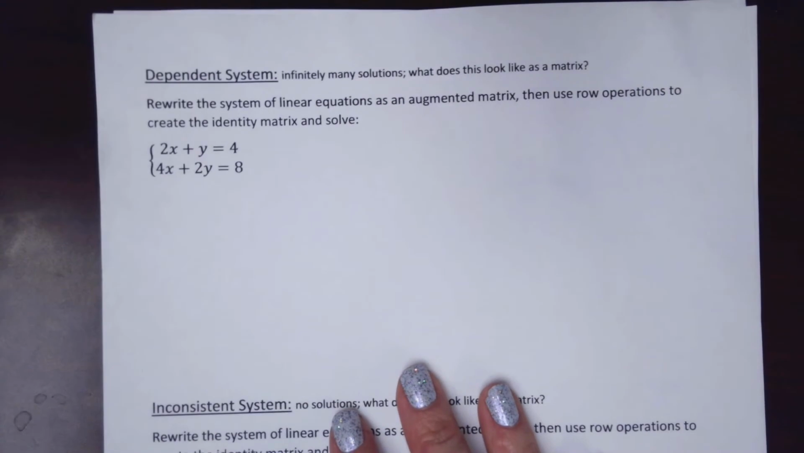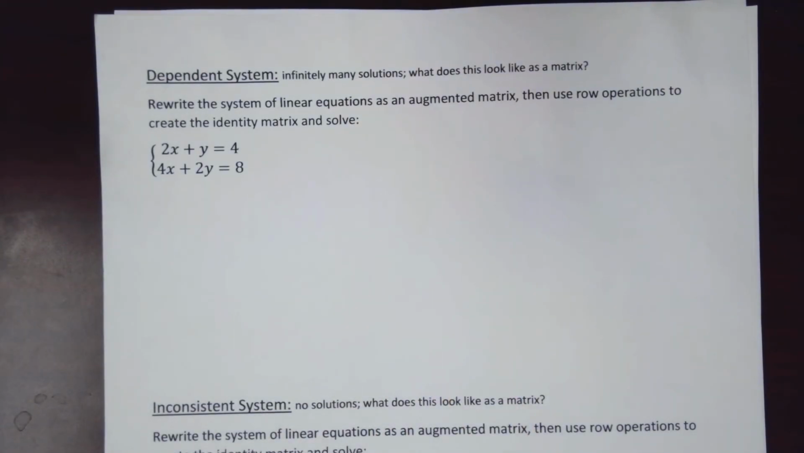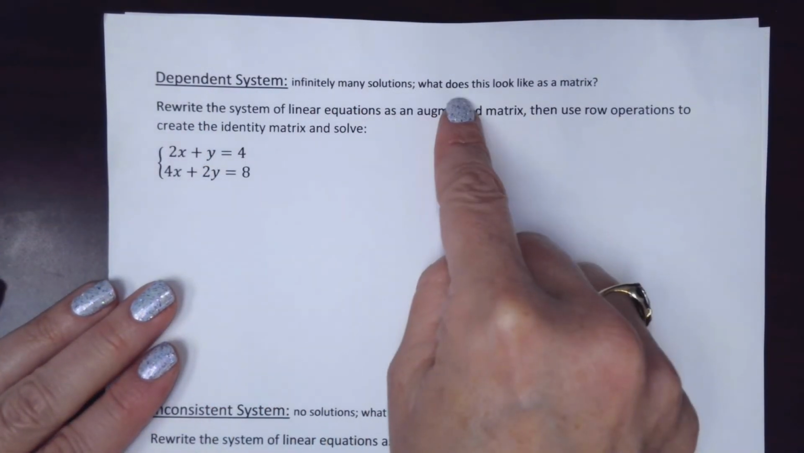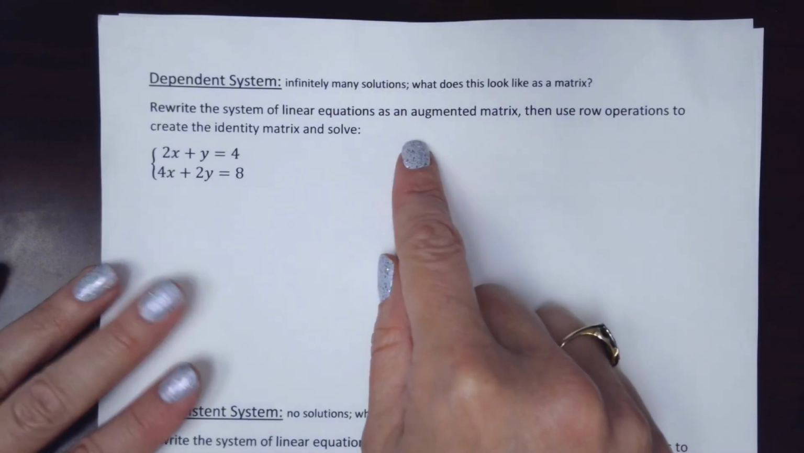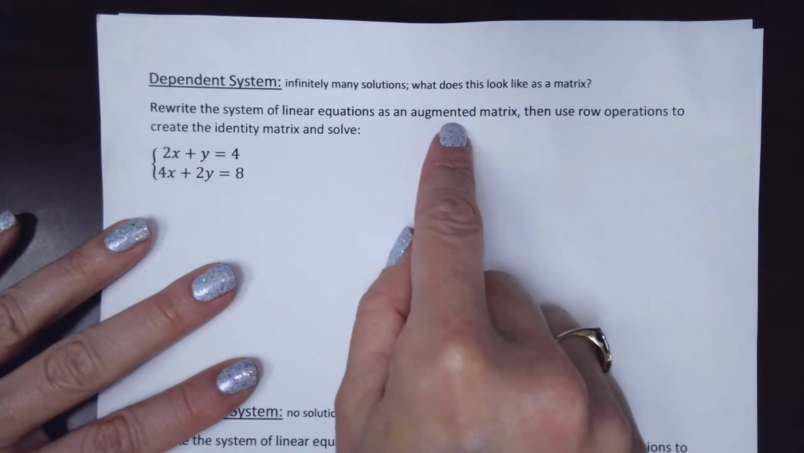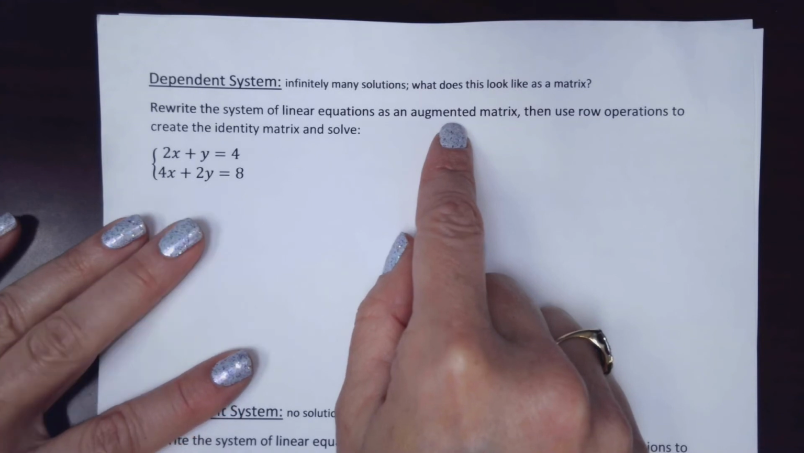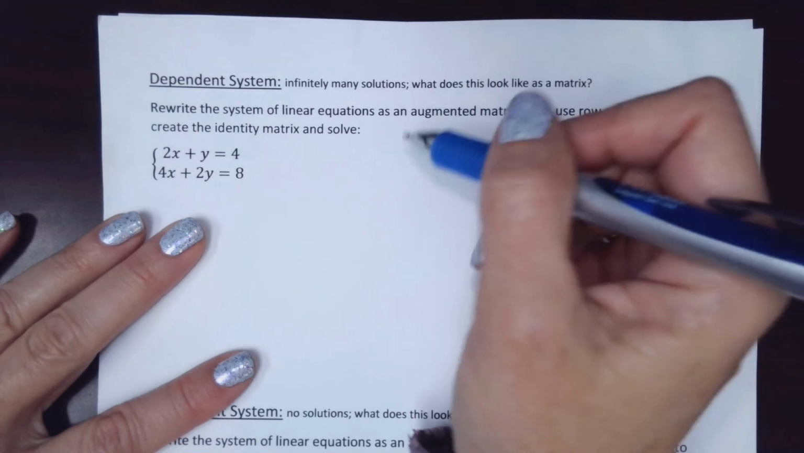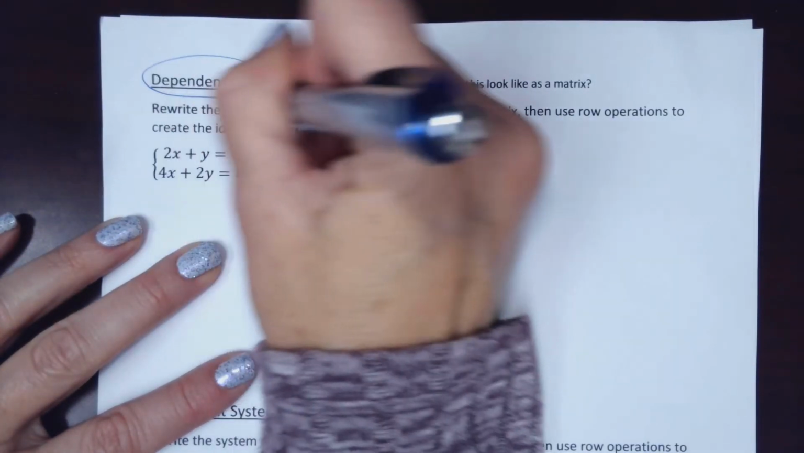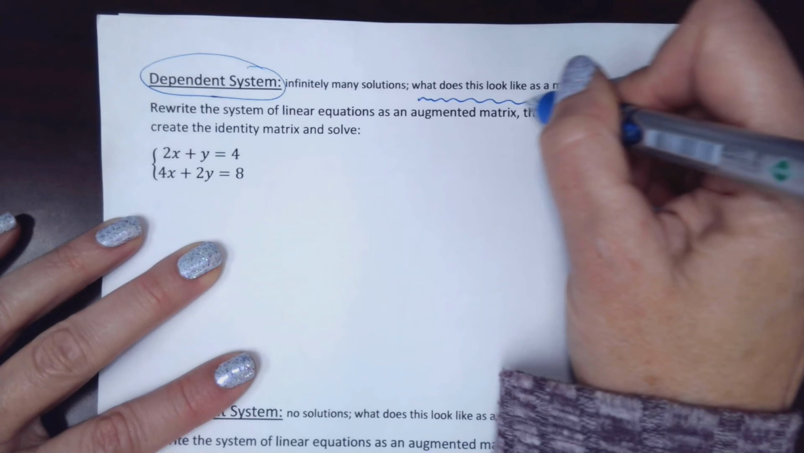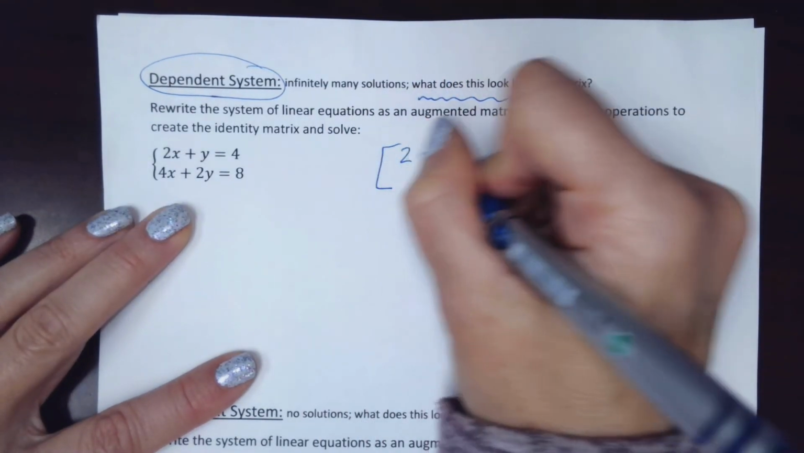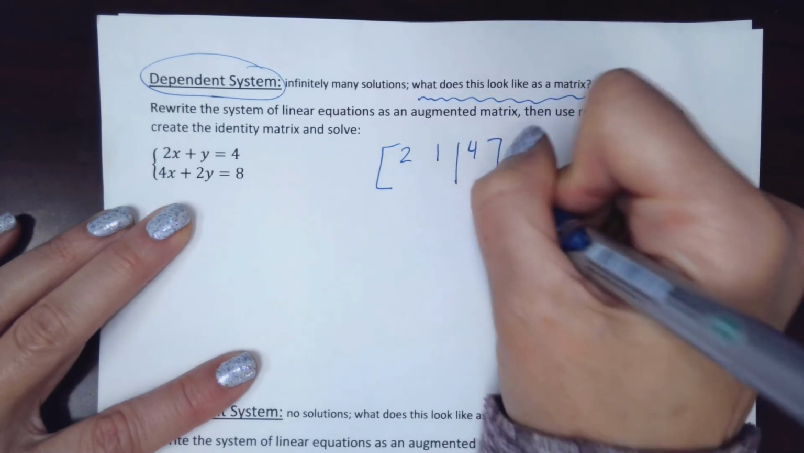Okay, I think this is our last page. We're going to talk about dependent and inconsistent systems. A dependent system has an infinite number of solutions. What does this look like as a matrix? We're going to rewrite this system of linear equations as an augmented matrix and use row operations to get to our identity matrix so that we can solve. So I'm telling you that we expect this to be a dependent system, and we're investigating what this looks like as a matrix. My first step is to rewrite it as an augmented matrix.